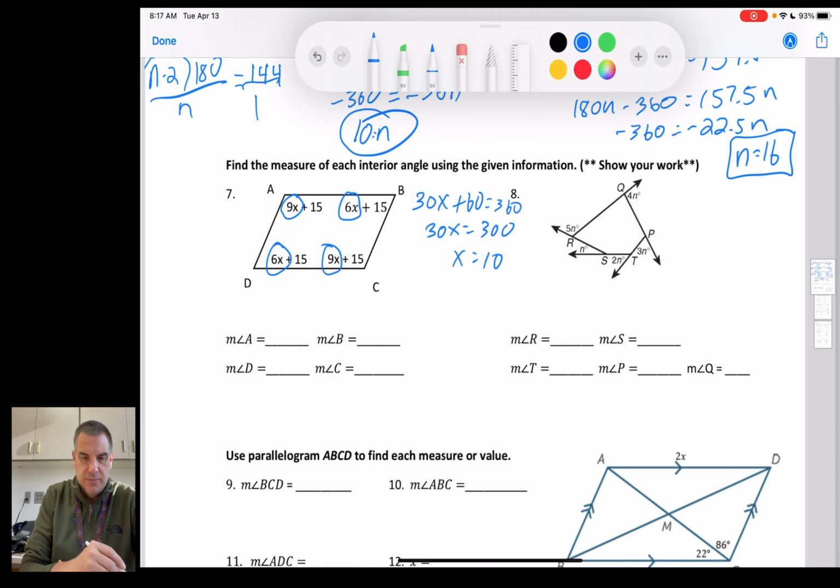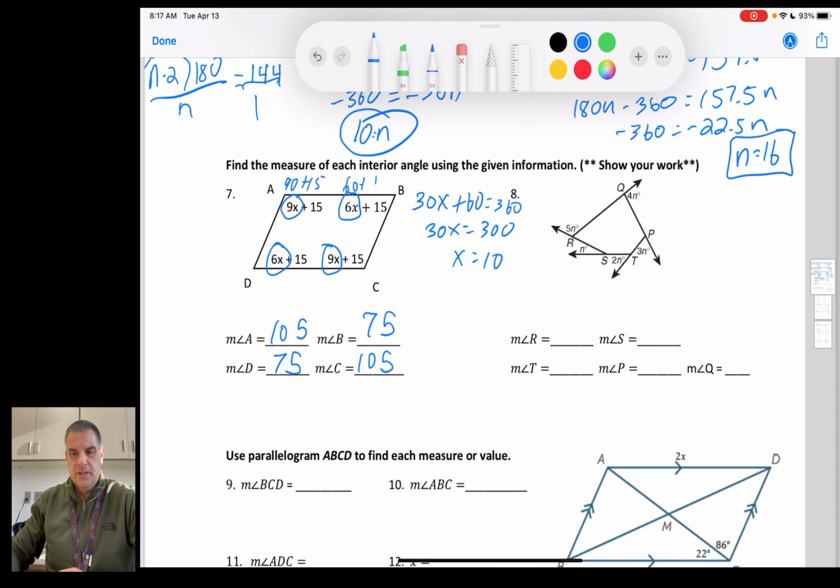So now I have to substitute it in there. So 9 times 10 is 90. 90 plus 15 is 105, so angle A is 105. Then angle C is going to be 105 as well. 60 plus 15 is 75, so angle B is 75, as is angle D. And you're done.